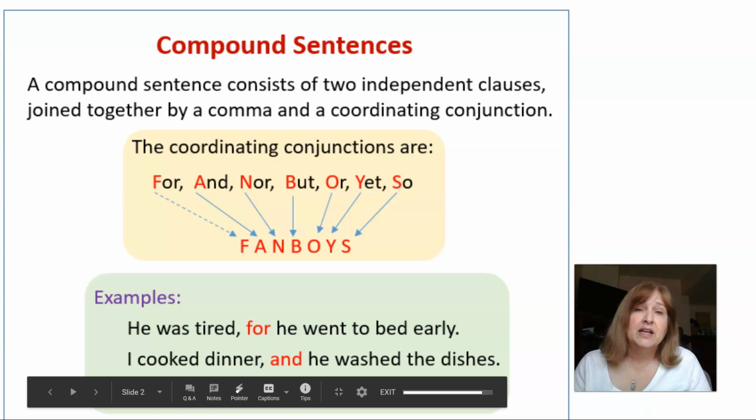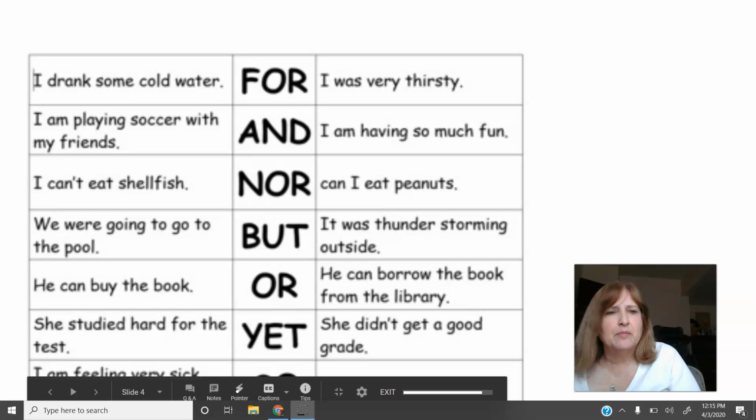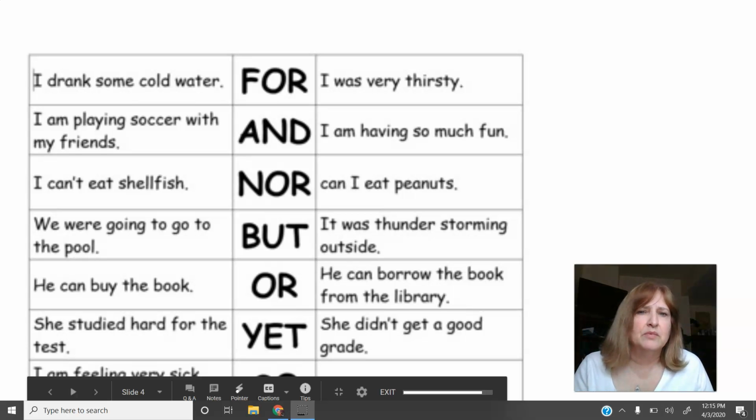So when you combine he was tired with the second topic, all right, sorry, I don't know what happened, that wasn't advancing. So here are just some examples of how you can use all of the conjunctions in the middle of two independent clauses. They could stand on their own, but they don't need to stand on their own.